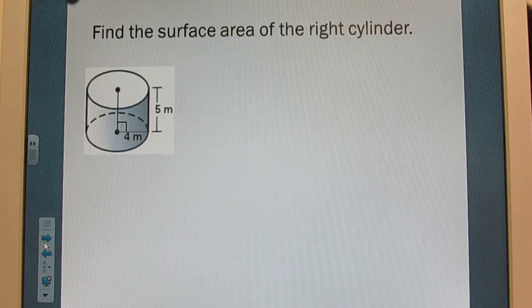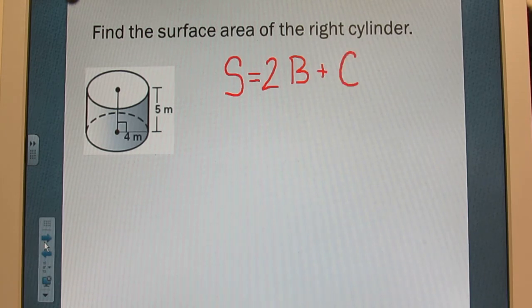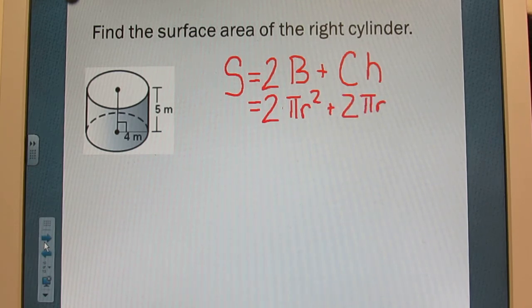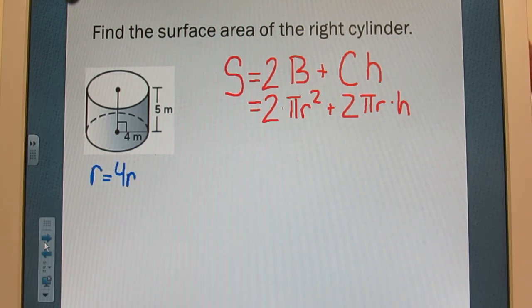So now we're going to find the surface area of the right cylinder shown here. Well, what am I looking for? I'm looking for the surface area. And I know that I find that using the formula 2 times the area of the base plus circumference times h. And I know that the area of the base is going to be pi r squared, and that my circumference is 2 pi r. For this particular figure, my radius is going to equal 4 meters, and my height is going to equal 5 meters.